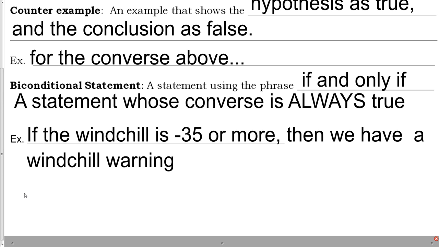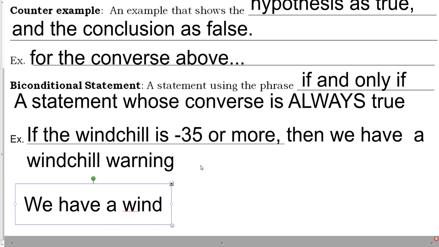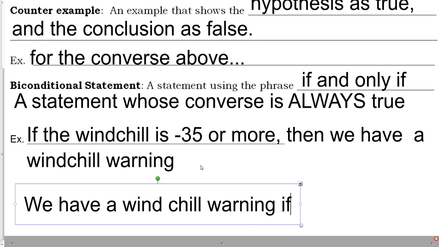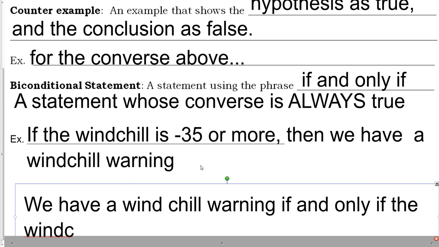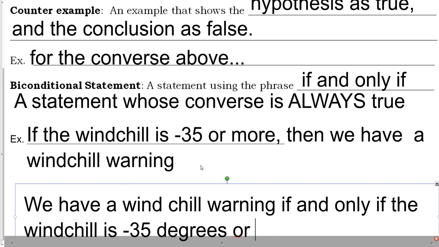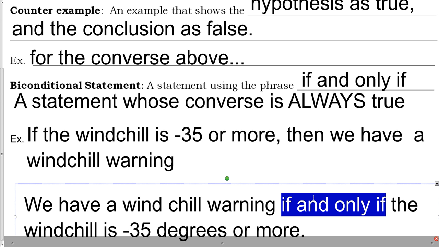And what that means is we can actually rewrite this as we have a wind chill warning if and only if the wind chill is negative 35 degrees or more. And you can only write it like this using the words if and only if. You're only allowed to do that when you have a statement whose converse is also true. So, those are the definitions.